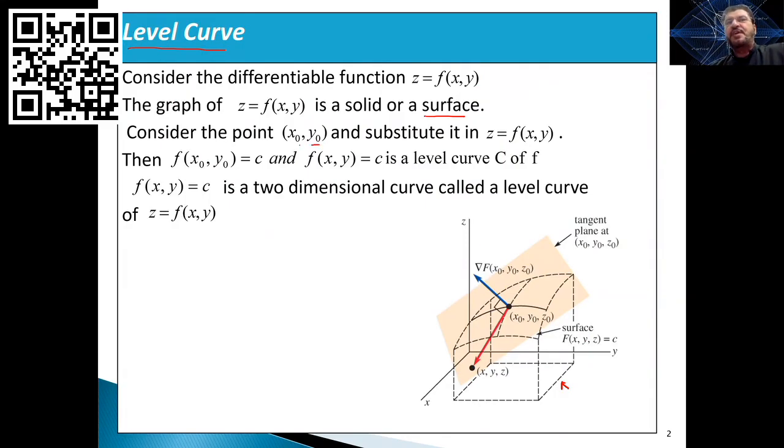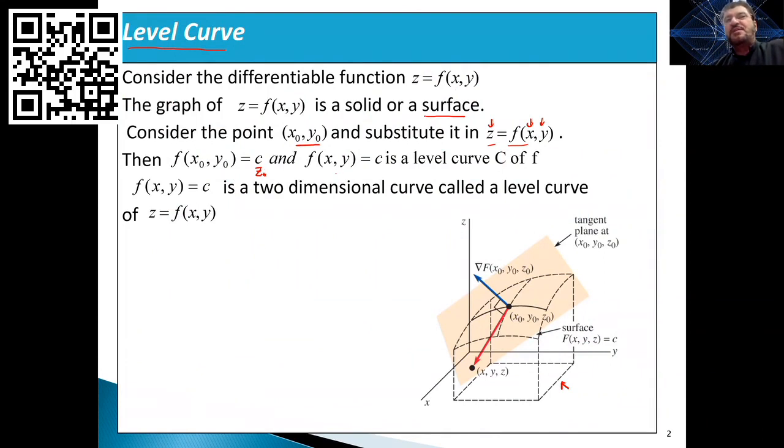Let's take any point x naught, y naught on the xy plane, and let's substitute it into this function, into our surface. So I'm going to replace x with some value and y with some value, like x naught, y naught. When you plug in x and y with some values, you're going to get a new value for z, isn't it? So this will give me a value. I'm going to call this value c. What's this c, by the way? We can call it z naught. It's the result of substituting x naught, y naught into f of x, y.